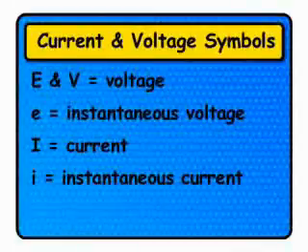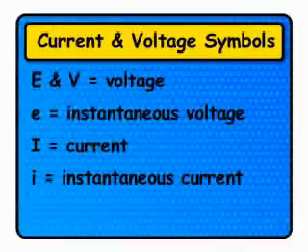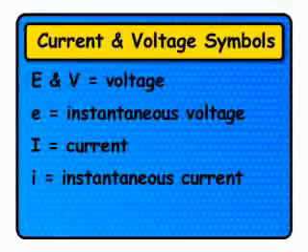For example, the voltage of a battery which is stable over a long period of time will be symbolized with a capital letter E, while the voltage peak of a lightning strike at the very instant it hits a power line would most likely be symbolized with a lowercase letter e or lowercase v to designate that value as being at a single moment in time.